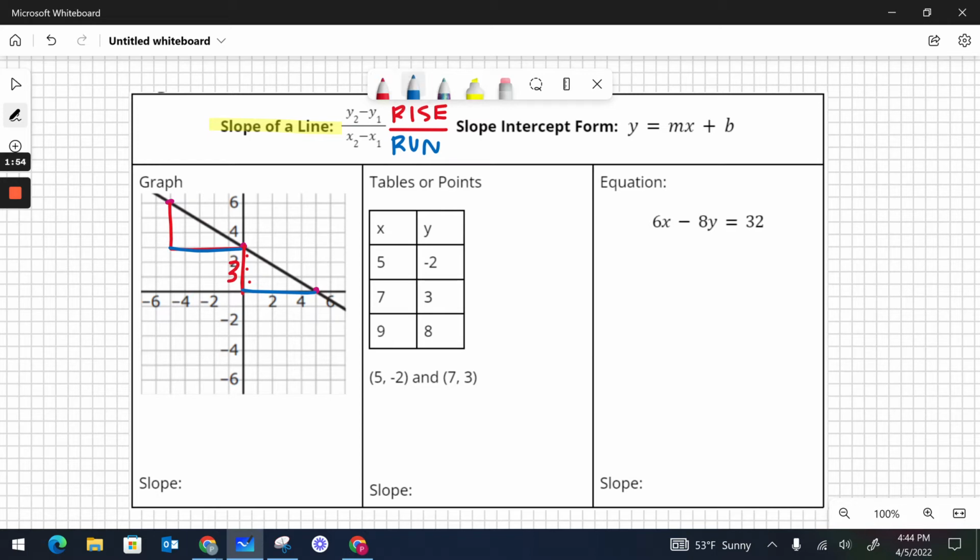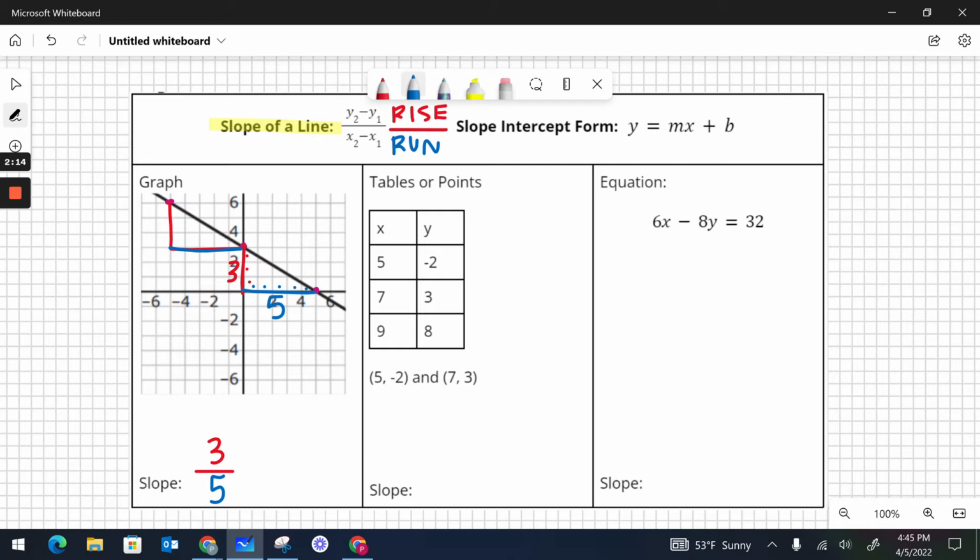The run, count how many as it goes from left to right. So 1, 2, 3, 4, 5 units. So it's 5. So rise over run in this case would be 3 over 5.